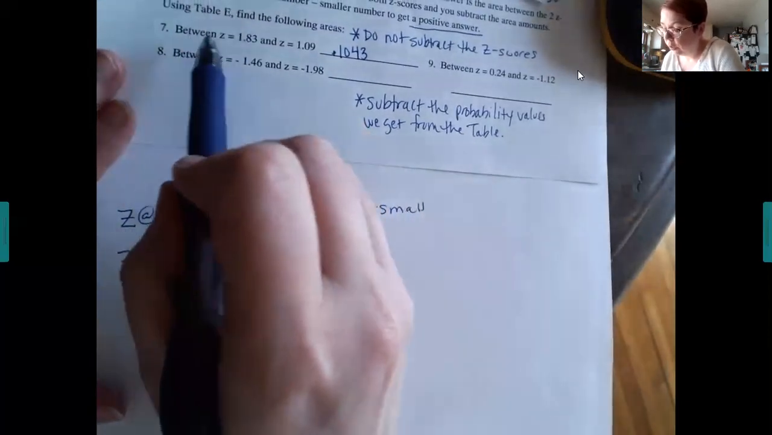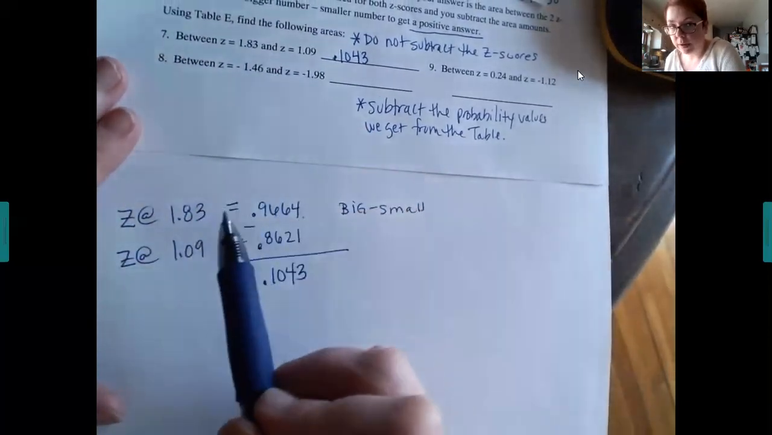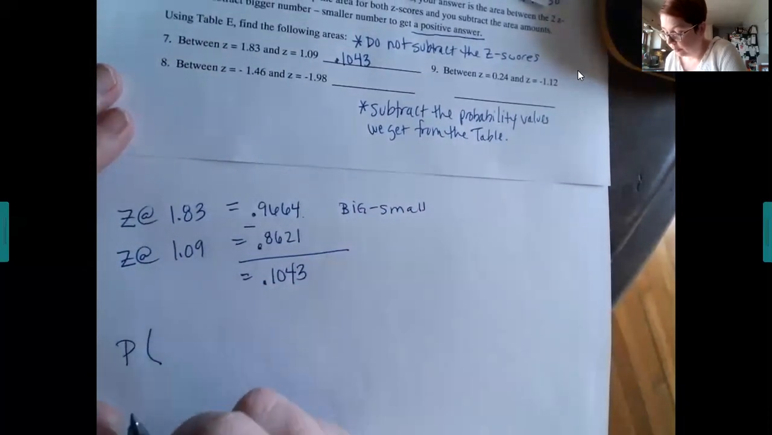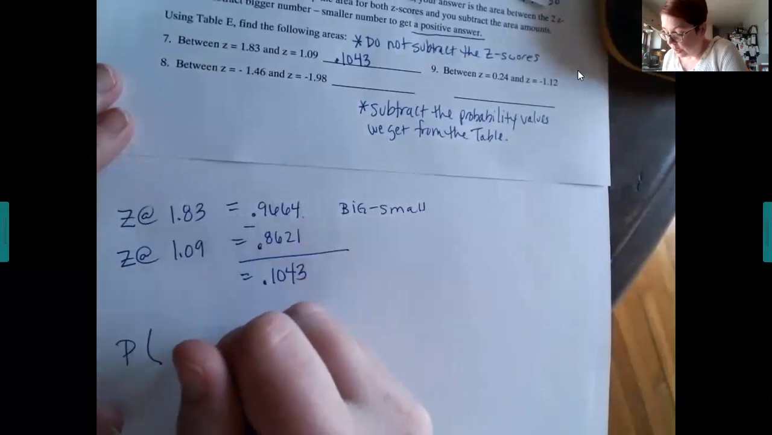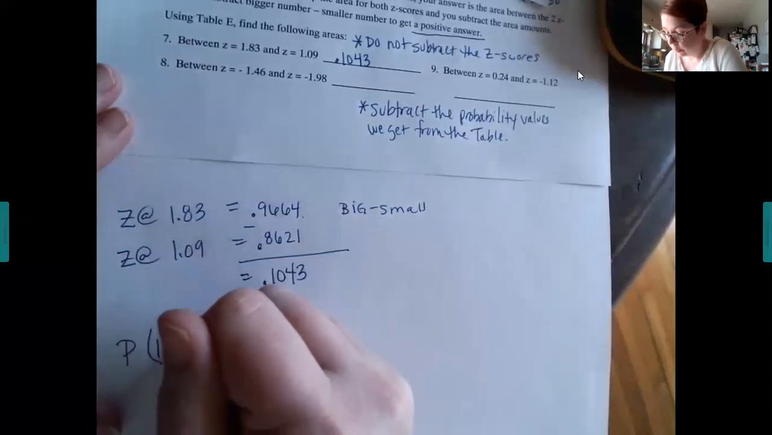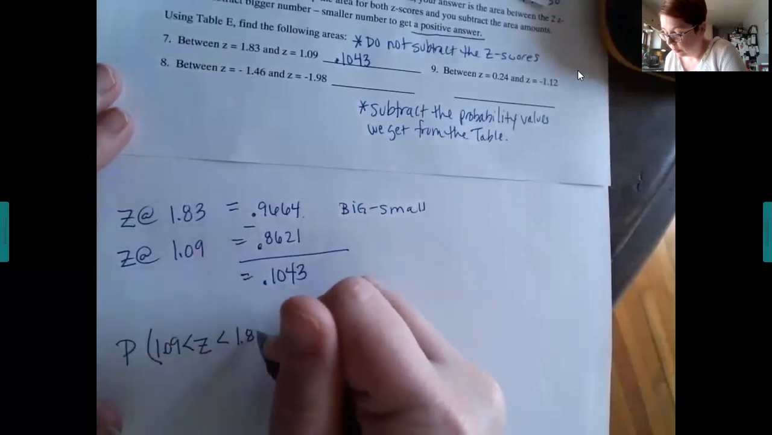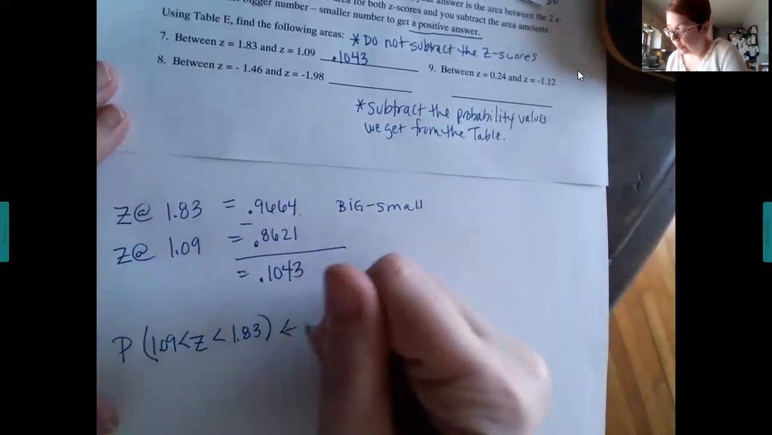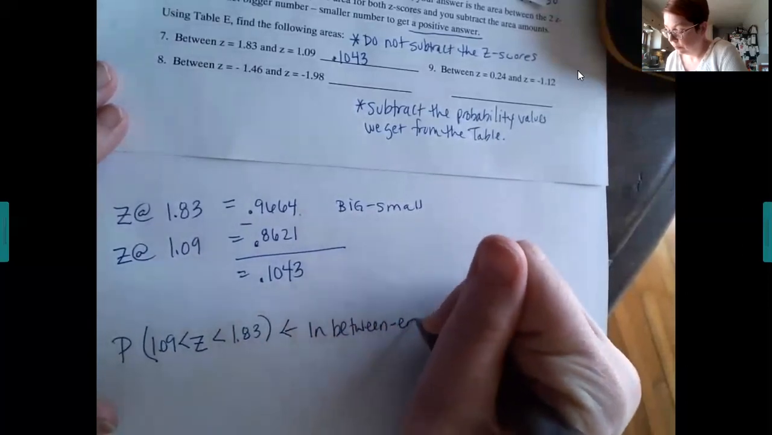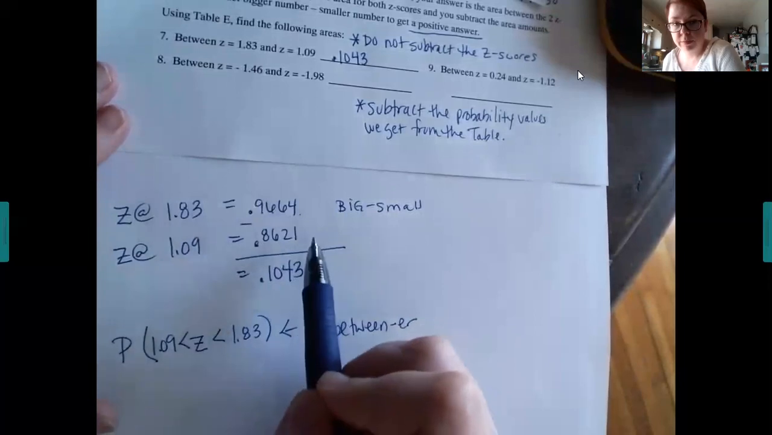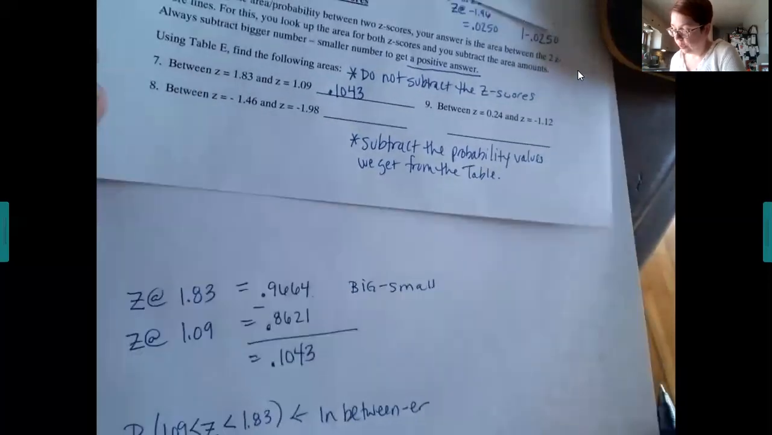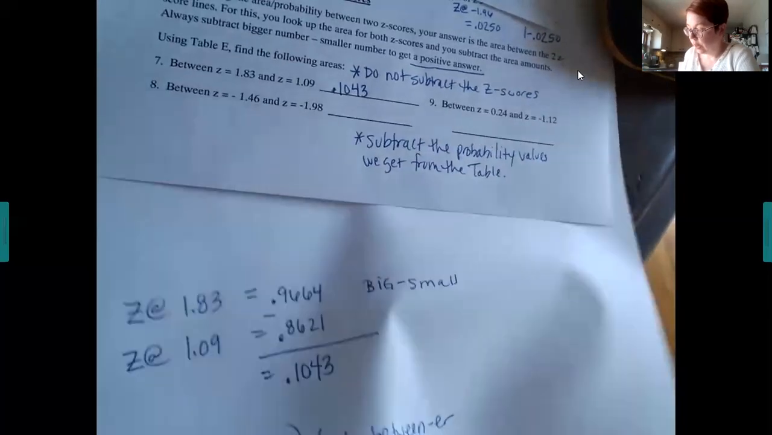So here it's written out, but you might also see it looking like this. So we have z is between these two numbers. So that means that's an in-betweener, and we have to use this method. Okay. All right. Let's do number 8.